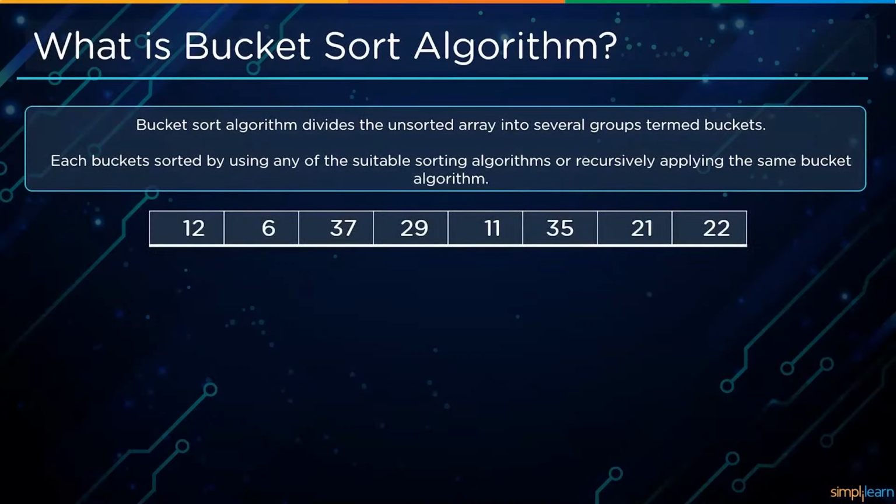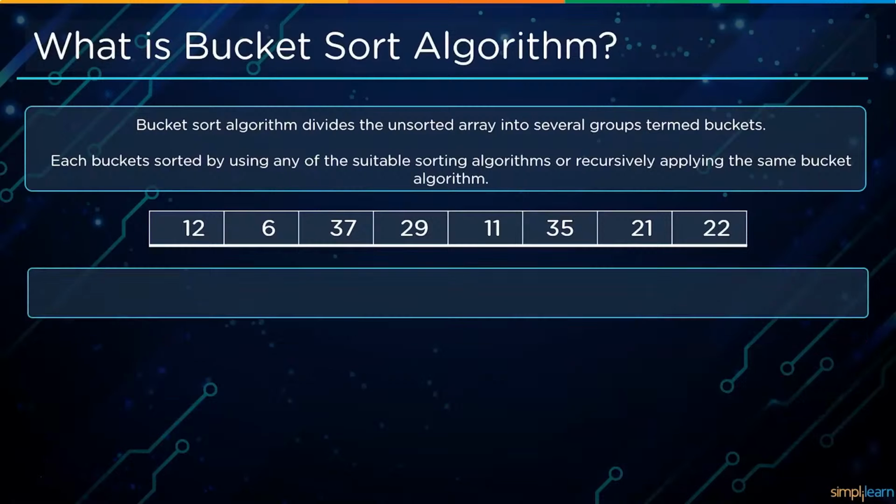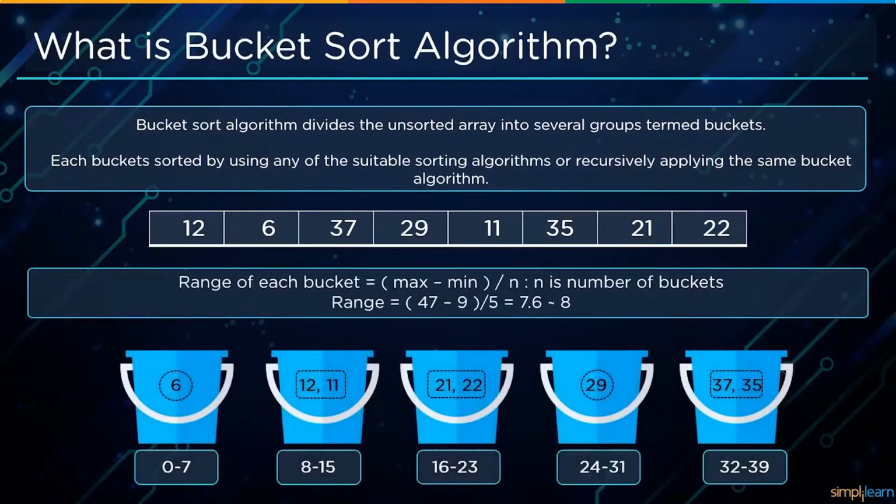So on my screen we have an example of an array consisting of numerical elements, that is 12, 6, 37, 29, 11, 35, 21 and 22. Now we will create some buckets with different ranges. So here we have different buckets ranging from 0 to 7, 8 to 15, 16 to 23, 24 to 31, and finally the last bucket with range 32 to 39.